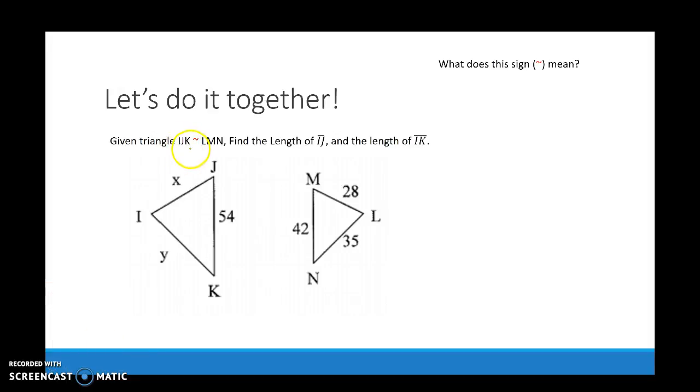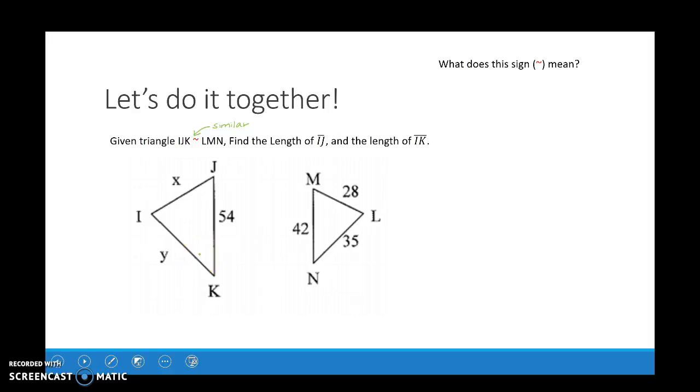So we have triangle IJK, and we have this symbol here, LMN. What this symbol means is that it is similar to. So it's telling us they are similar. So that means these sides are what? Means the sides are proportional. So that means we can go ahead and use proportions to solve for x and y.